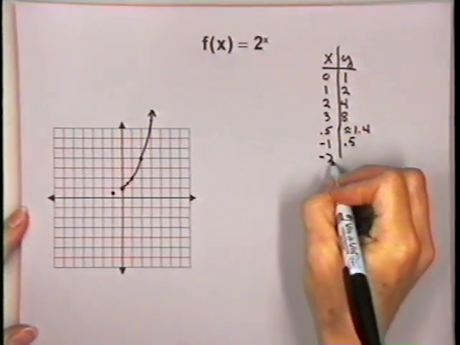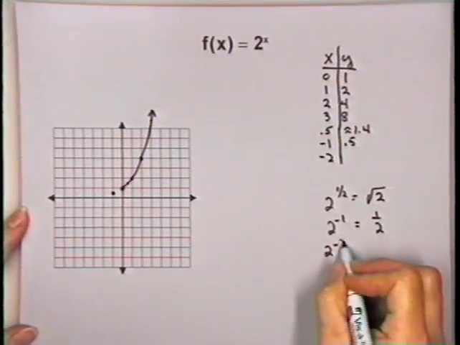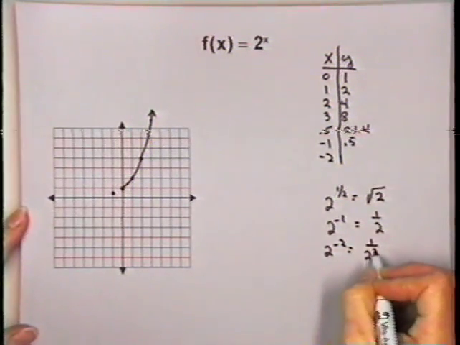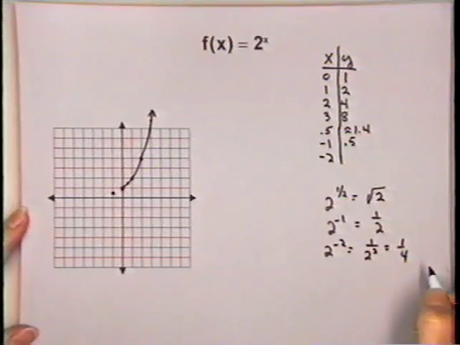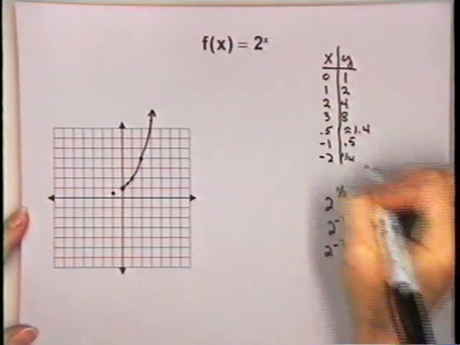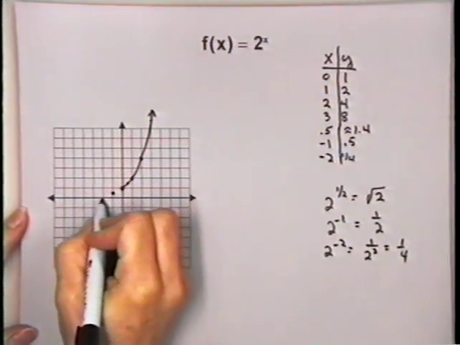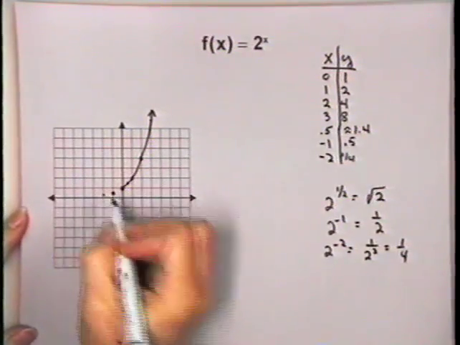If we let x be negative 2, 2 to the negative 2 is 1 over 2 squared, or 1/4. I'll write that right there, 1/4. So at negative 2, I'm only at 1/4.